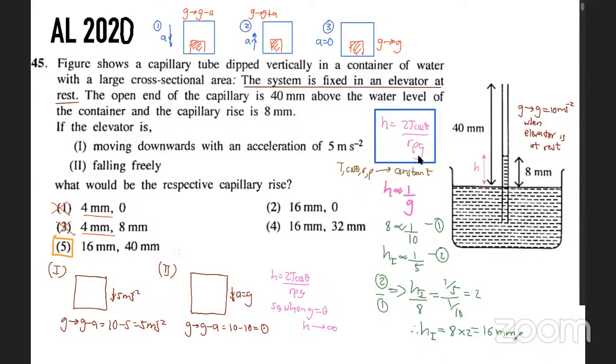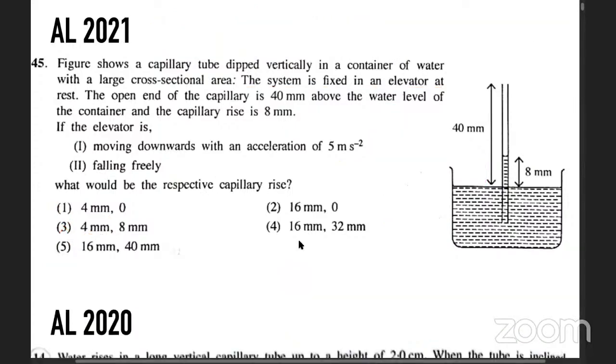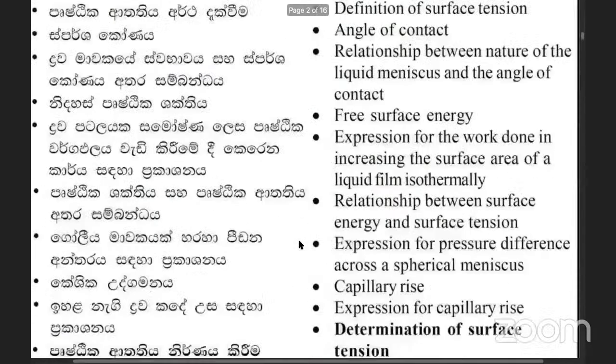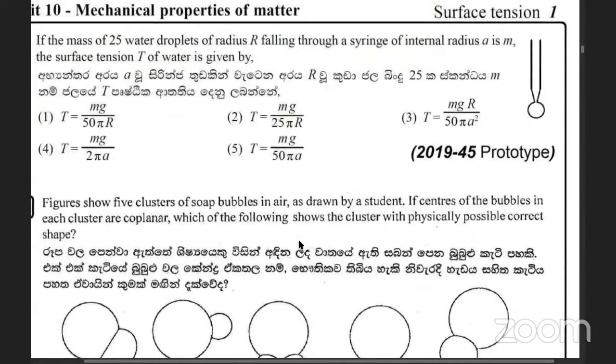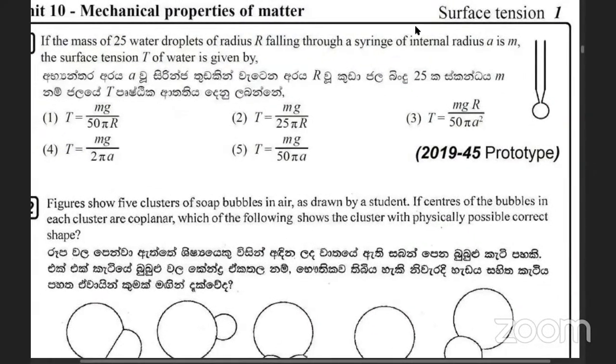So anyways, this is how it's going to go. Fifth is the answer. Done. We'll move on to the next one. We're done with this. I think next we had to move on to 2019. This one is a question from the prototype paper, not from 2019.